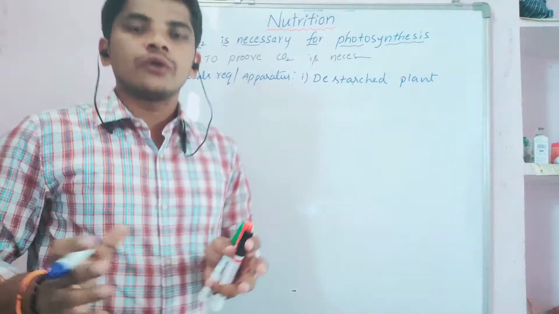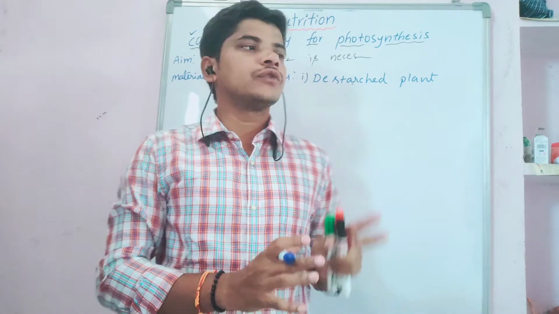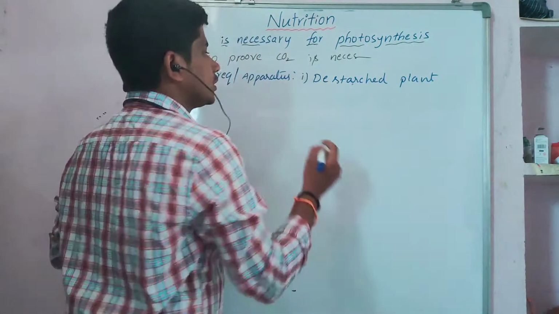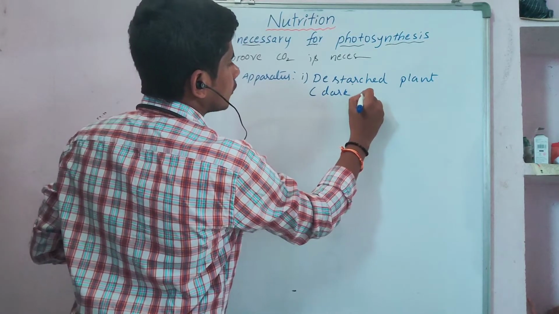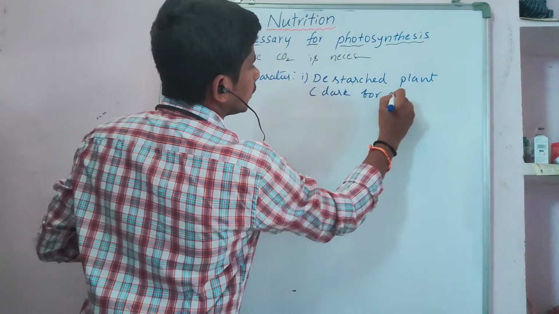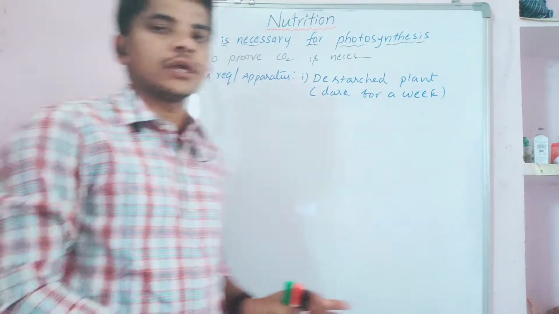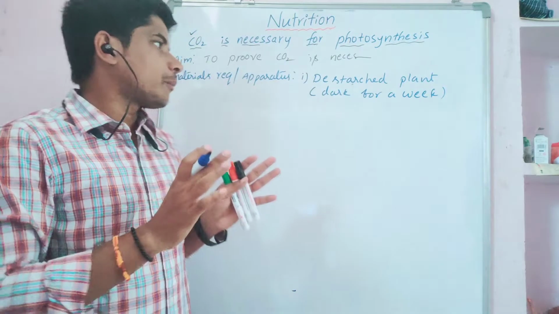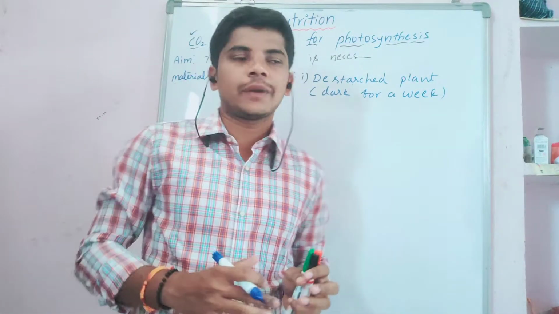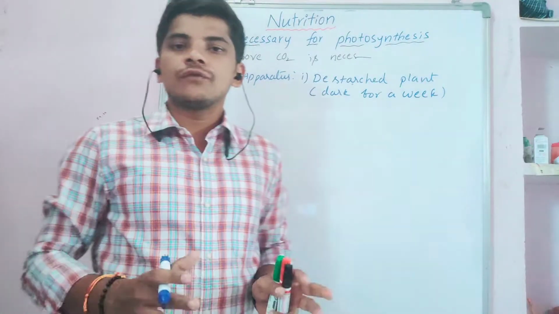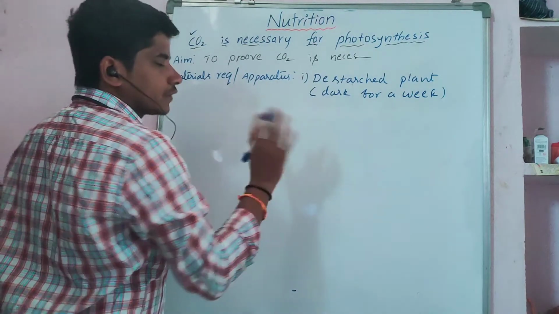Simple. We have to remove the starch by keeping the plant in the dark for about 1 week. If you keep that plant in a dark room for 1 week, all the starch present in the leaves and remaining parts of the plant will be utilized by the plant, and new starch will not be formed due to absence of light. So the destarched plant is very important.